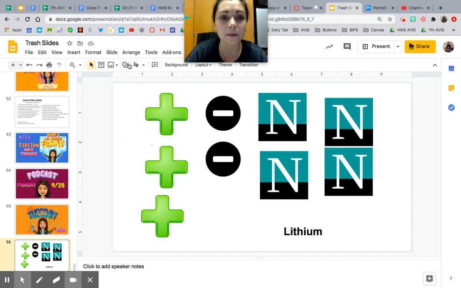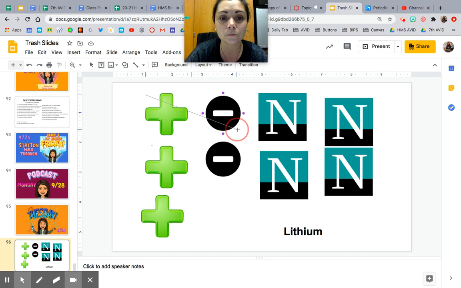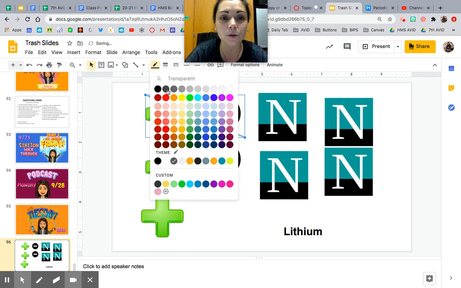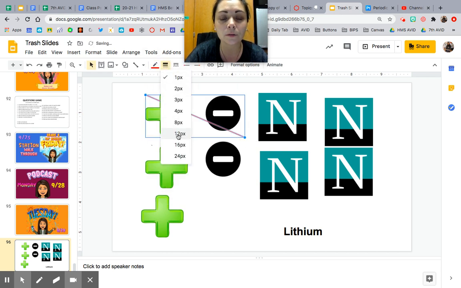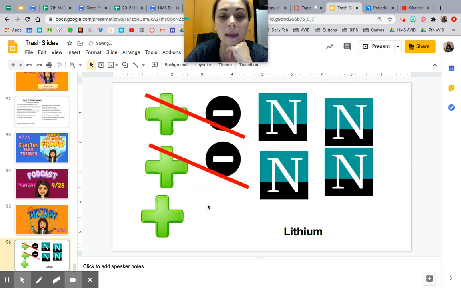No, I don't like that my scribble is not what I want. So there we go. So those cancel out. And these cancel out. And that leaves me with 1 extra proton. So my charge would be what? What would my charge be?